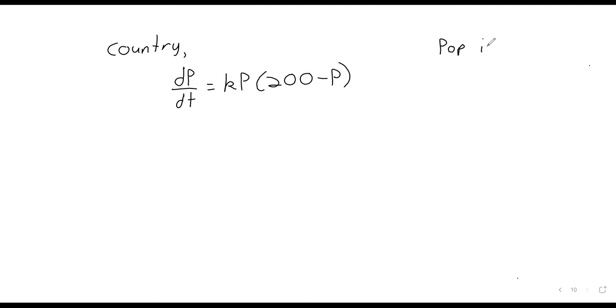So the population is measured in millions, and I don't know if we're gonna really have time to worry about initial conditions, so let's just solve what we've got. This is separable.